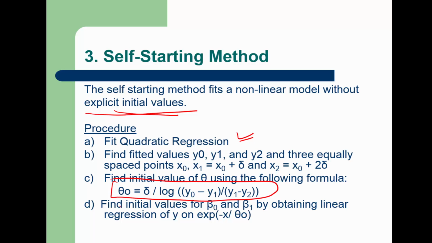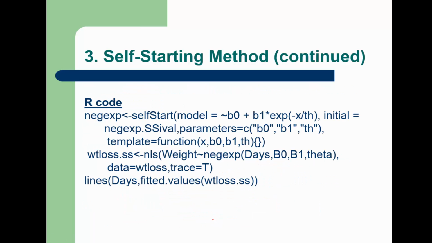What is important here is that you find initial values of beta naught and beta 1 by obtaining a linear regression of y with respect to the exponential. So the exponential term is now replaced with another explanatory variable, and you just find beta naught and beta 1 through linear regression, and then finally you express your theta naught value over here and you get the theta. So that's the self-starting method, and you can also do that using R. You can write a self-start procedure that's going to help you find the optimal value using this method.